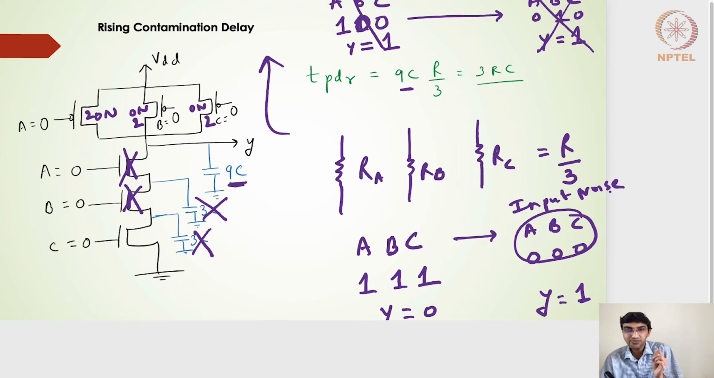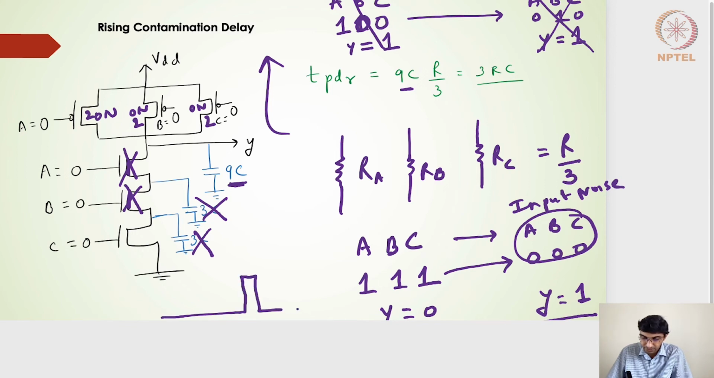The noise could be at a very high frequency or something. So we will see a glitch here, the input making the transition from 1, 1, 1 to 0, 0, 0 in a very, very small time duration, and then getting back to 1, 1, 1. In that case, my output will be 0 throughout, but there will be a glitch of 1, and then it will come down to 0. So that is where the contamination delay could be due to problems at the input side.